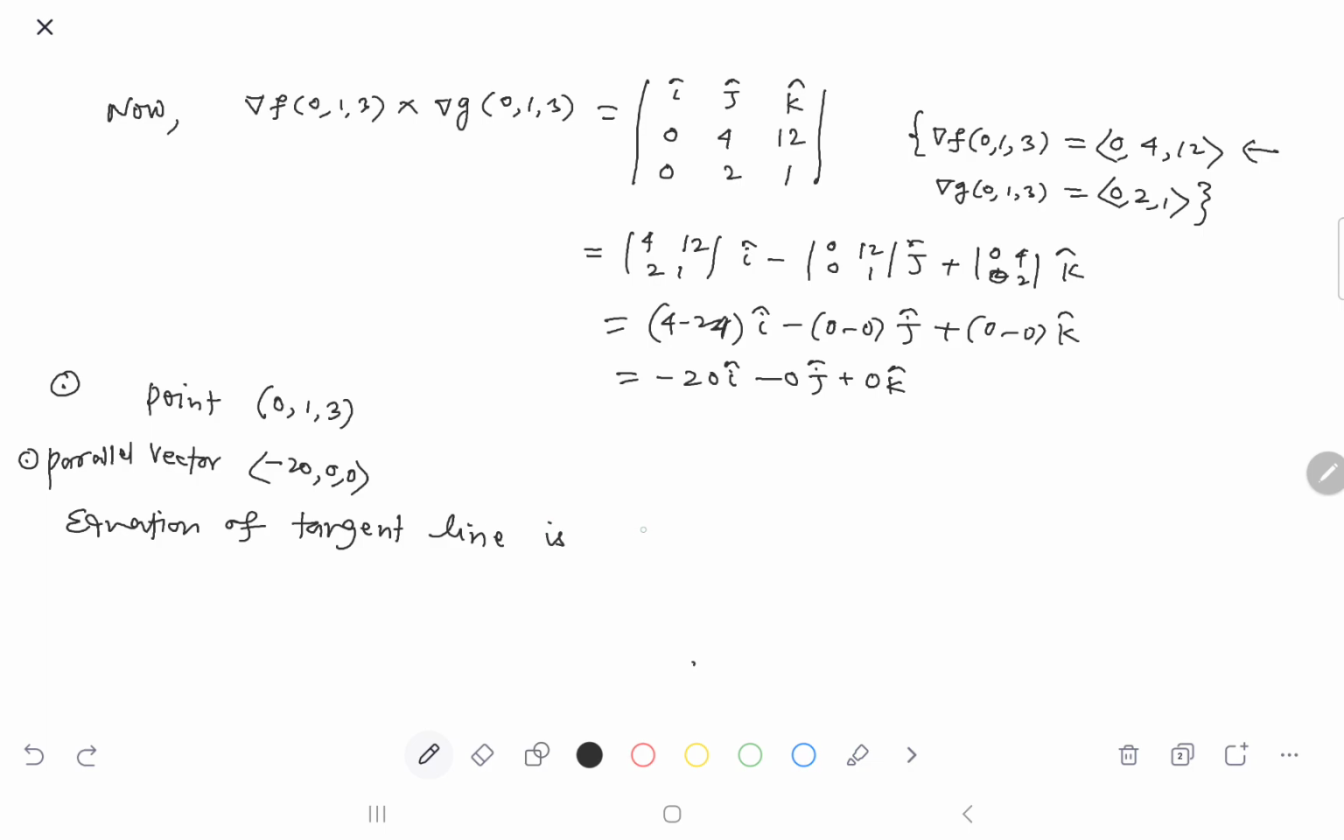The parametric equation of the line will be: x equals x naught, which is 0, plus t times the first component of the parallel vector; y equals 1 plus t times the second component; z equals 3 plus t times the last component. So what should we get? We get x equals minus 20t, y equals 1 and z equals 3. Is it okay? Is it clear? So this is the parametric equation of the tangent line at a point of that intersecting curve.